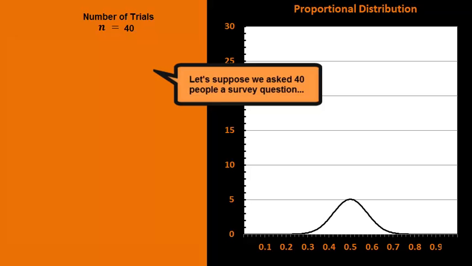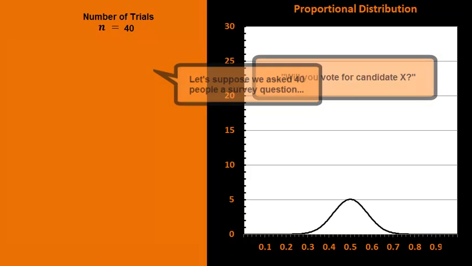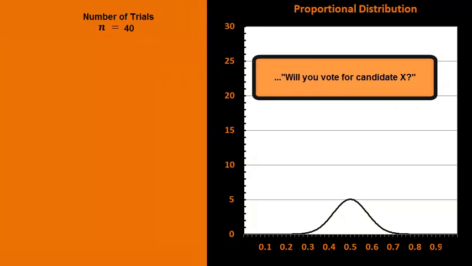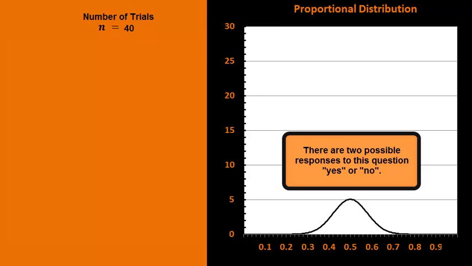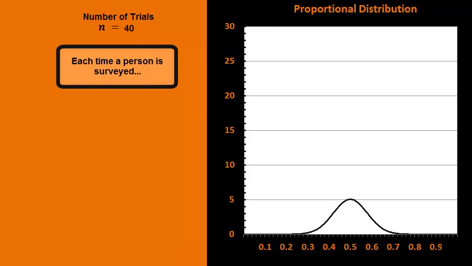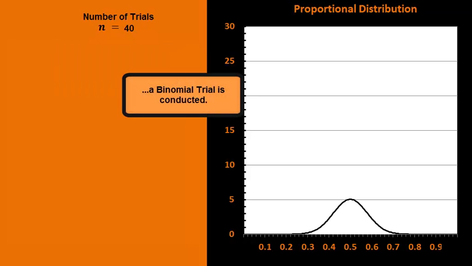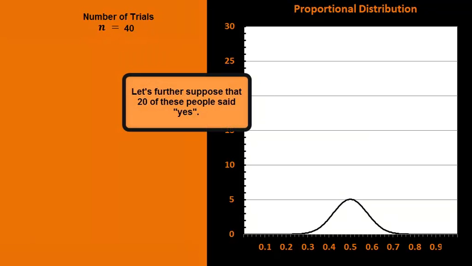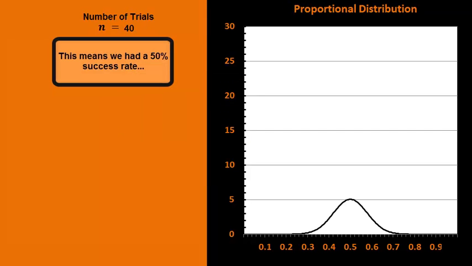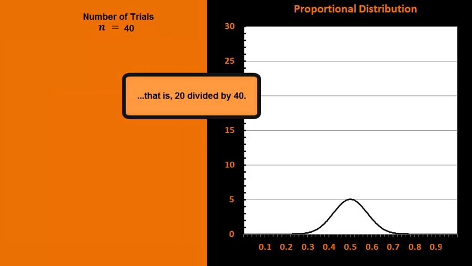Let's suppose we asked 40 people a survey question. Will you vote for candidate X? There are two possible responses to this question, yes or no. Each time a person is surveyed, a binomial trial is conducted. Let's further suppose that 20 of these people said yes. This means we had a 50% success rate. That is 20 divided by 40.